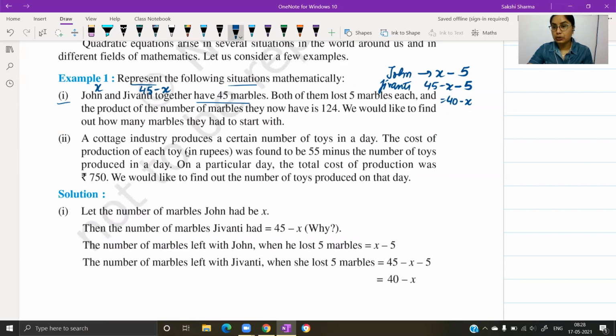We reduced 5 from both, and afterwards the product of these two comes out to be 124. So x minus 5 multiplied with 40 minus x equals 124. This will be your quadratic equation. You solve it, you find out x and see what are the possible values for the number of marbles. Here in terms of counting, I think you get the same pair, one reversed. In one, the value of x will be 9, then the other has 36 marbles. The second value of x is 36. In that case, John has 36 marbles and Jivanti has 9 marbles.